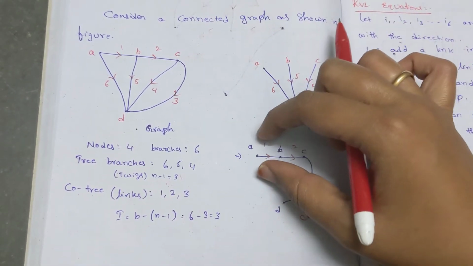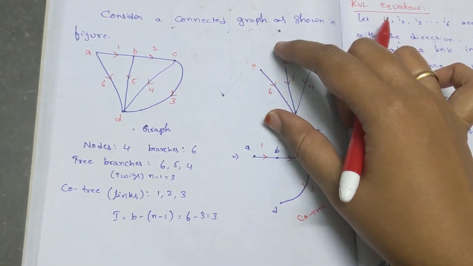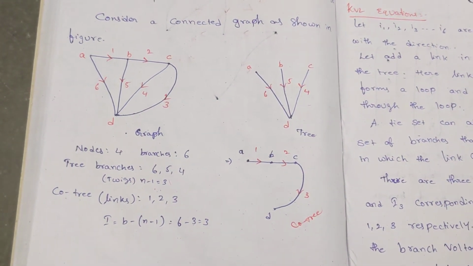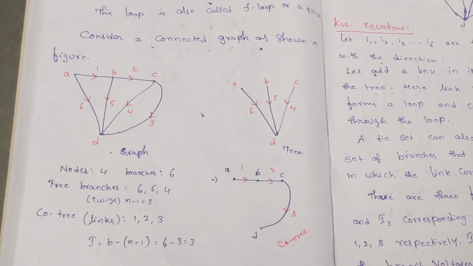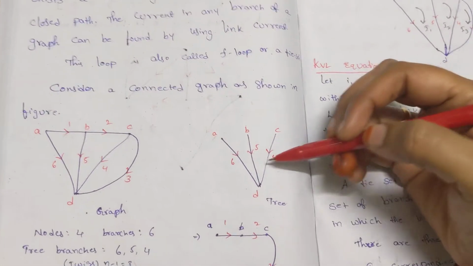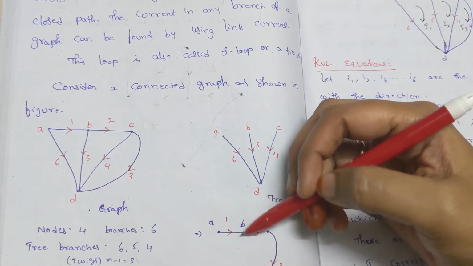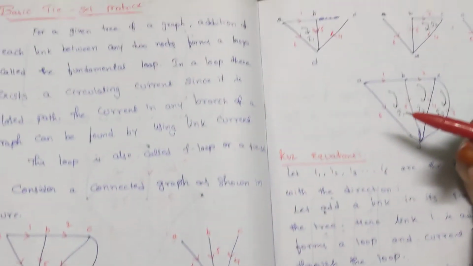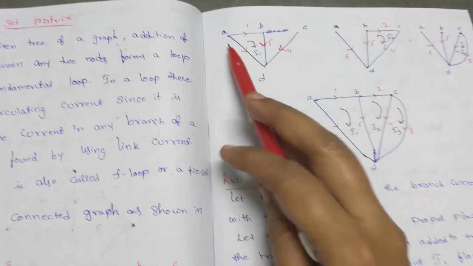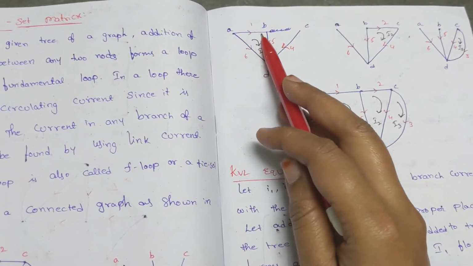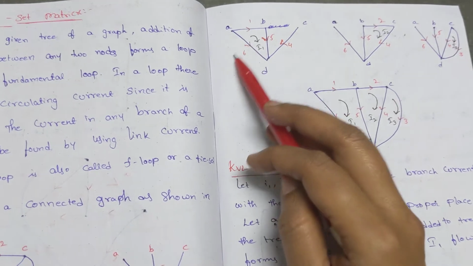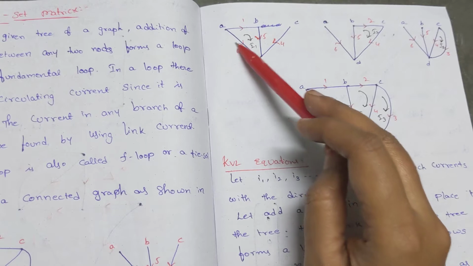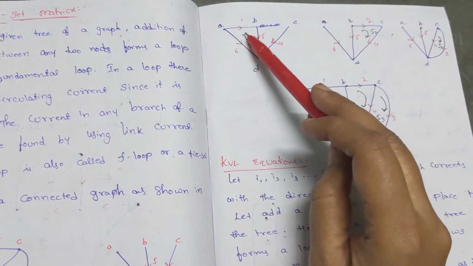We have to add these core tree branches individually and observe what loops are available right now. So for this tree, now I'm adding the link 1. Whenever I'm adding this link 1, this 1 6 5 forms a closed loop. Due to the presence of this closed loop, the current starts circulating in this loop.